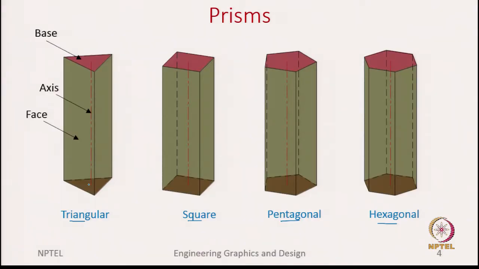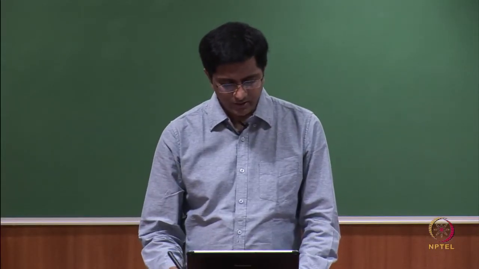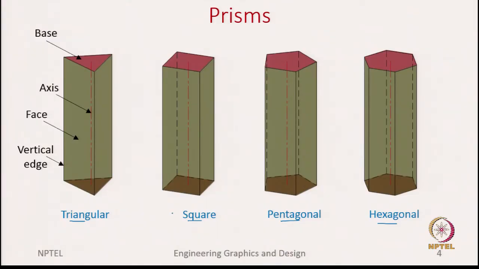Next is the face. For example, a triangular prism will have 3 faces. In the standing position of this prism, we have 3 vertical faces. The edges which connect the corresponding points on the base are called the edges, or more specifically the vertical edges. Of course, vertical is only applicable when it is standing, and if it is inclined, you may call it the inclined edge. Similarly, the same terminology goes with the rest of the prisms.